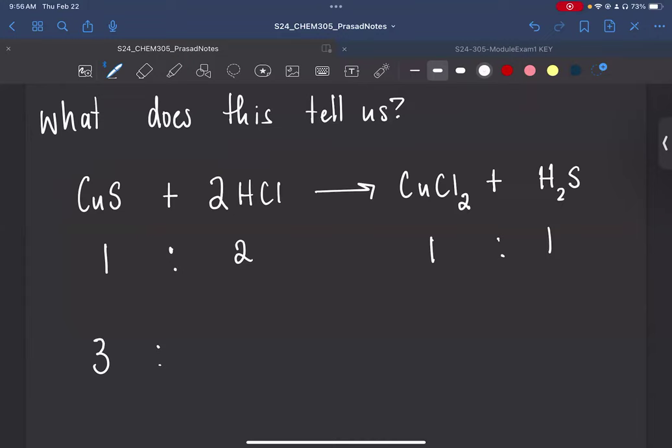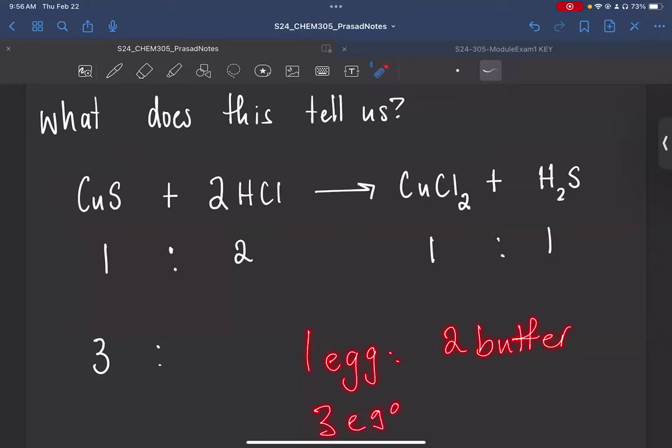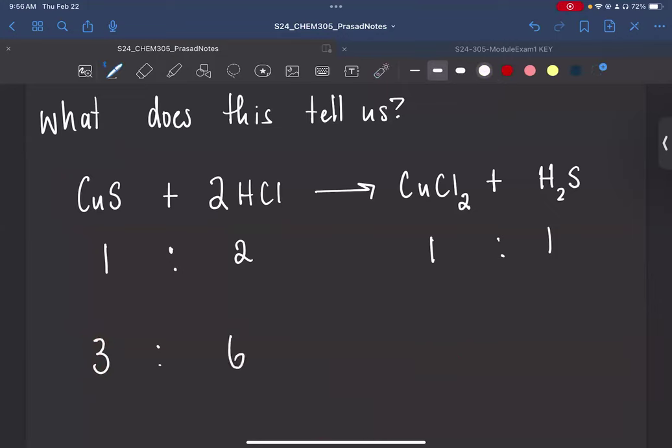Let's try this again. Think of the reaction as you would a recipe. The numbers, 1 to 2, tell us for every 1 copper sulfide, you need 2 HCl. This is equivalent to saying for every 1 egg, you need 2 sticks of butter. So what if you have 3 eggs? How many sticks of butter do you need? So if you have 3 copper sulfides, how many HCl do you need? 6.